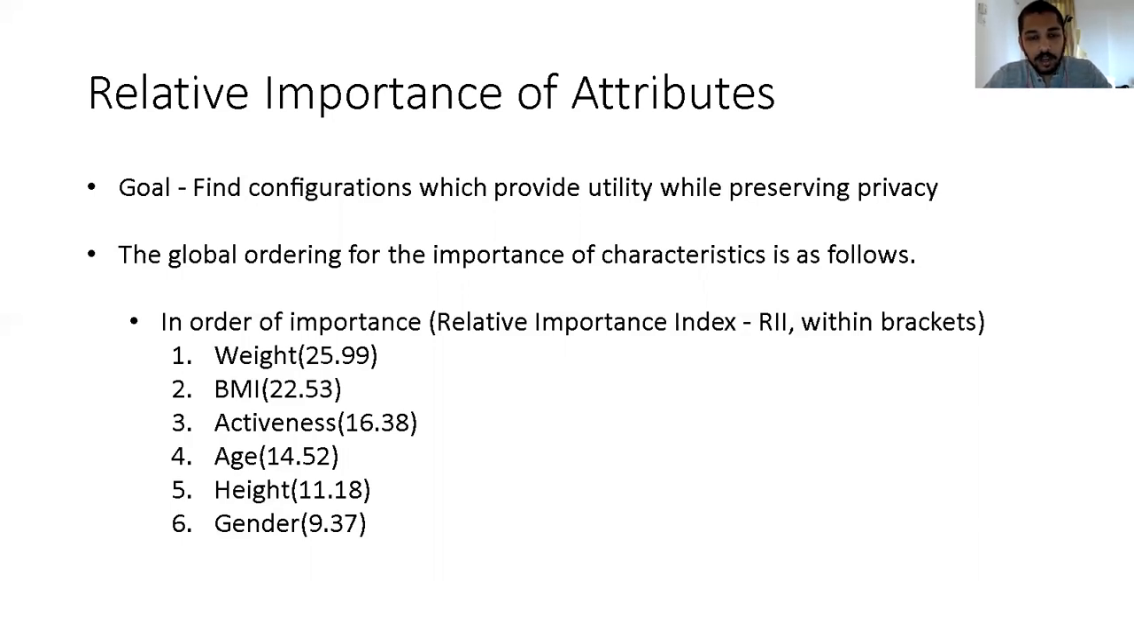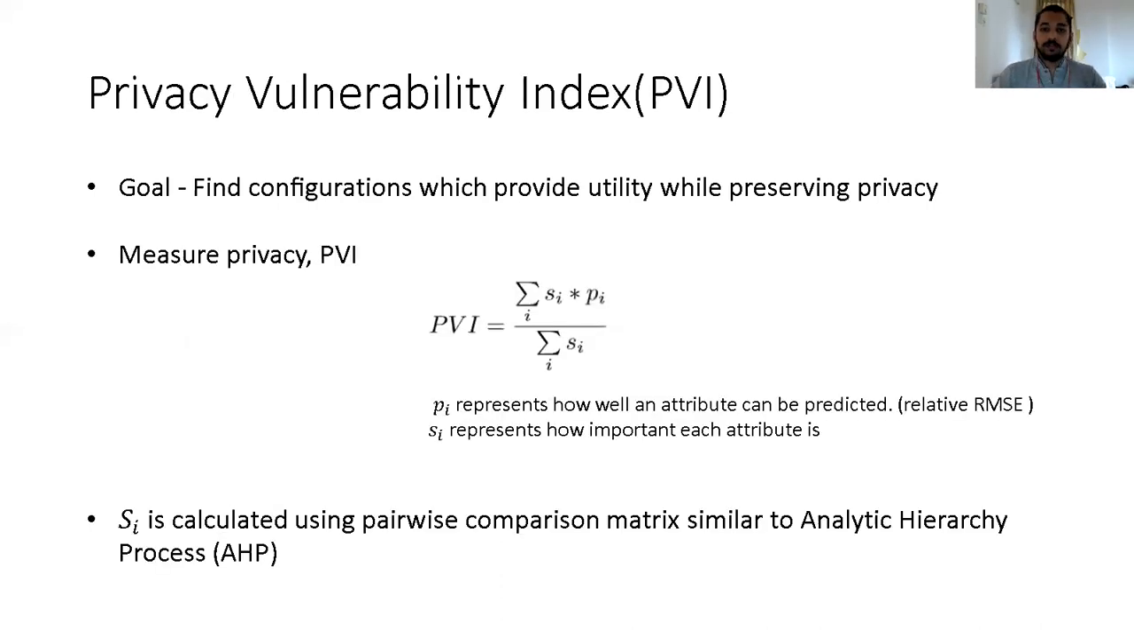You can see the relative importance index from the results of that survey shows us people find that weight is the most private attribute out of these six. BMI is the next most important to them, and it goes on like that. And finally, gender is the least private information according to the survey participants. So we are going to use these values to come up with a privacy vulnerability index.